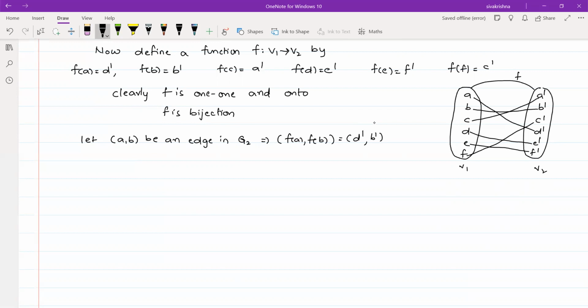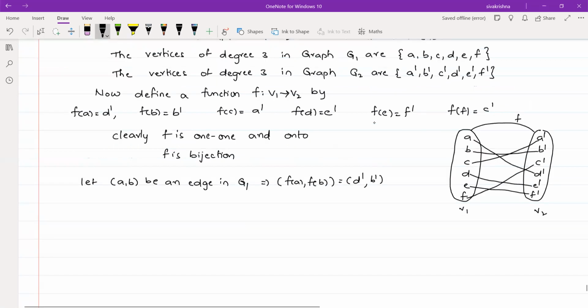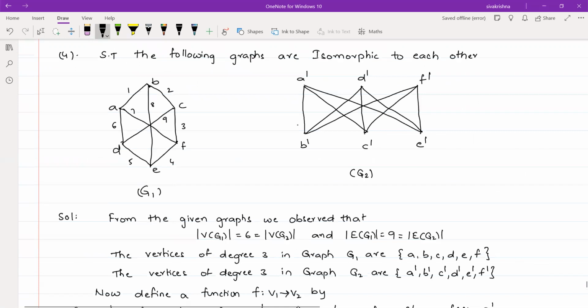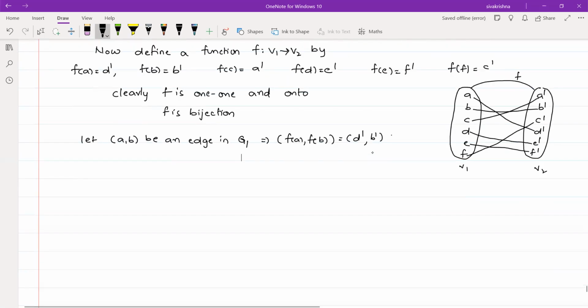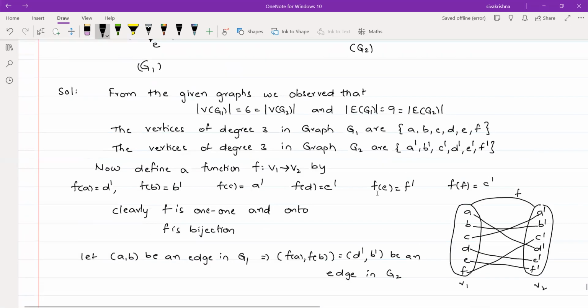Whenever (A, B) is an edge in graph 1, this implies (F(A), F(B)) must be an edge in graph 2. That is the adjacency relationship. Yes, clearly we have an edge between B' and D' in graph 2. So we can write (D', B') is an edge in graph 2. Now once again we have to select another edge in graph 1.